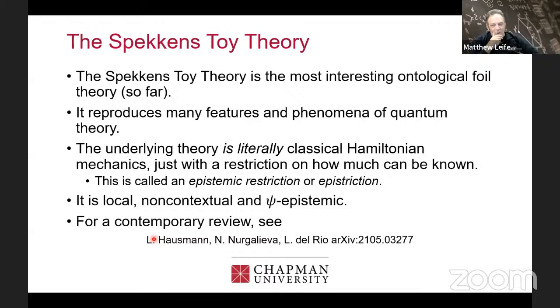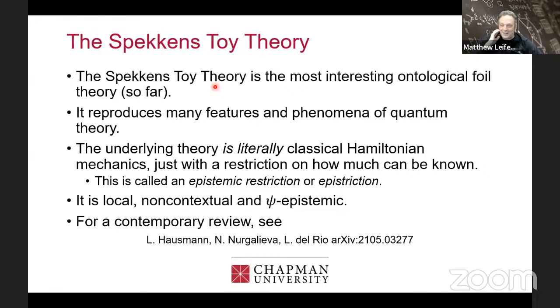Okay, so the theory that we're going to be looking at mostly for these lectures is called the Spekkens toy theory. It is, to my mind, the most interesting ontological toy theory so far. You know, the challenge to come up with something even more interesting is there. It reproduces many features and phenomena of quantum theory that are usually thought of as puzzling.